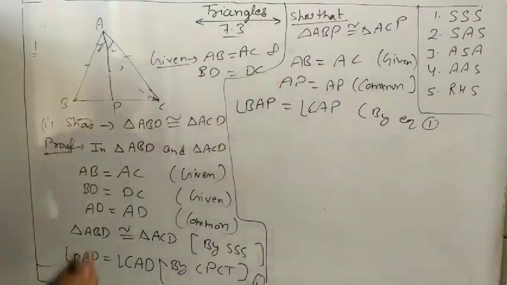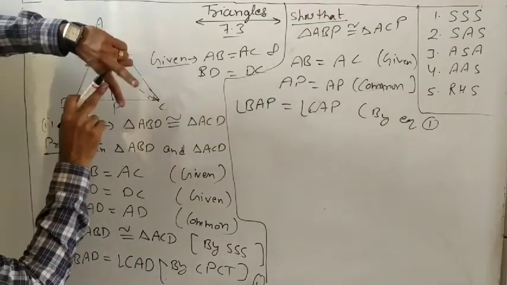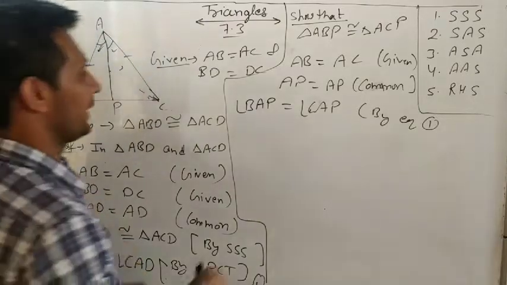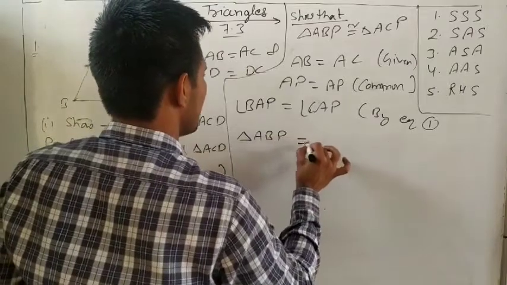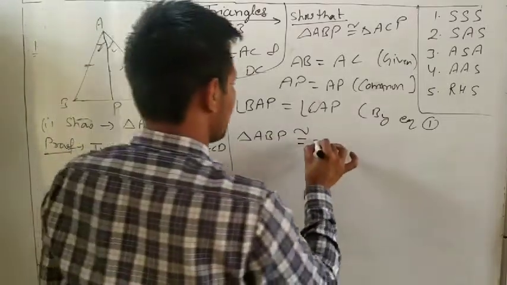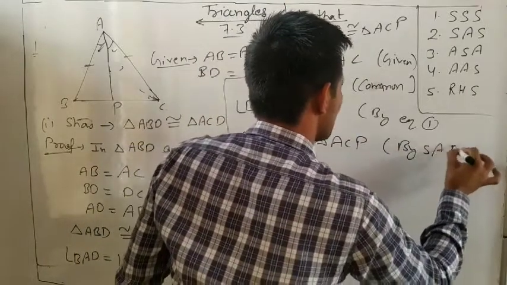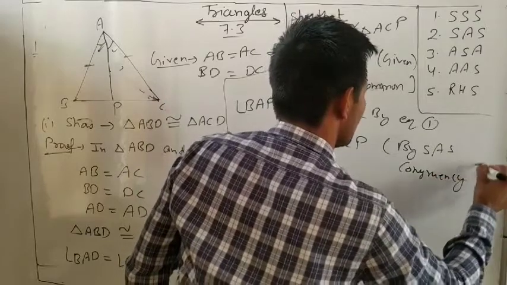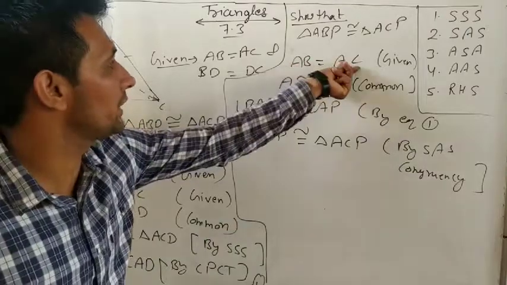Now by which property? Side, angle, side. Yes, included angle. So you can write triangle ABP congruent to triangle ACP by side angle side congruency rule. You can check its order also. Yes, we know AB equal to AC, AB is first.